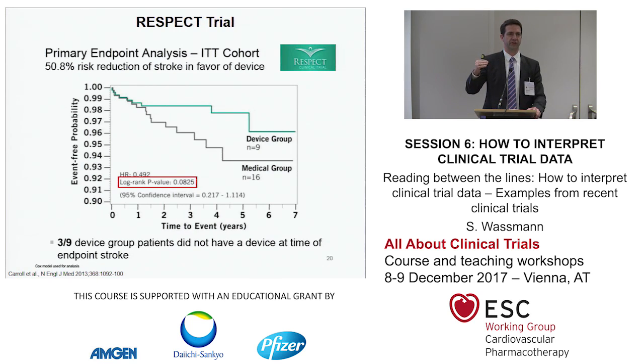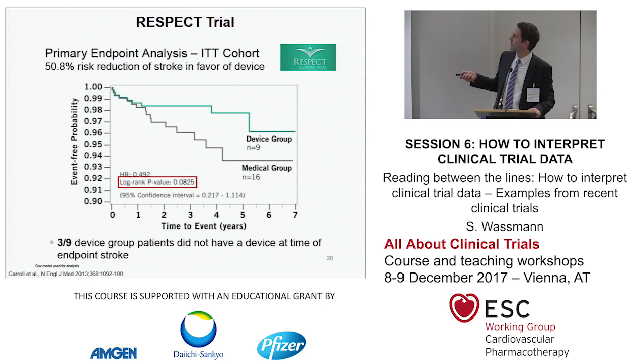You always do intention to treat. So in the intention to treat analysis, you see this result. You do see a completely different Kaplan-Meier analysis, with lower event rates in the device group. This is event-free probability. So this means fewer events in the device group, but not in the medical group. But when you look at the p-value, 0.08, statistically not significant, okay? You do see a big difference here.